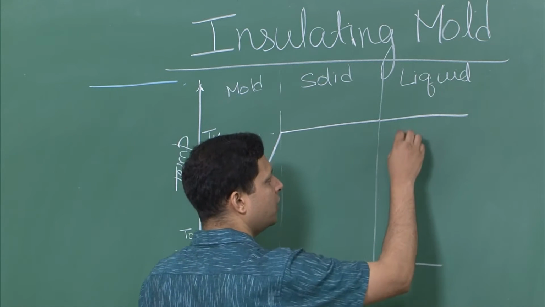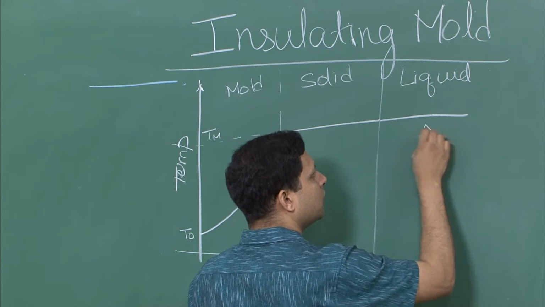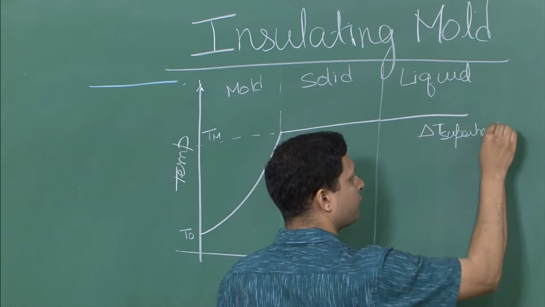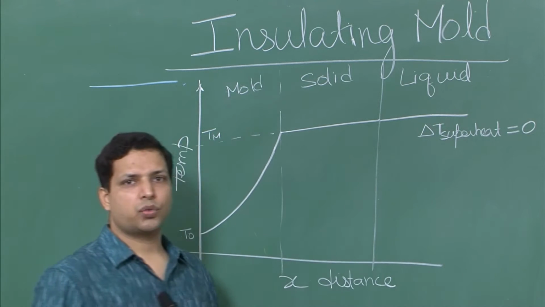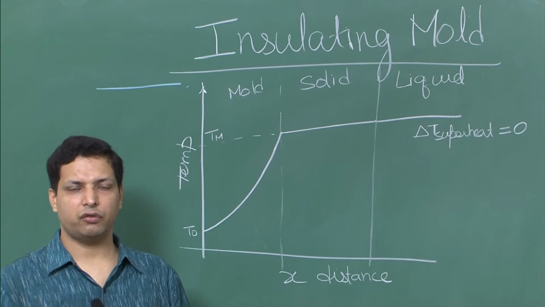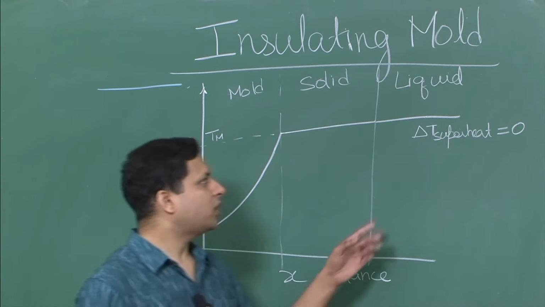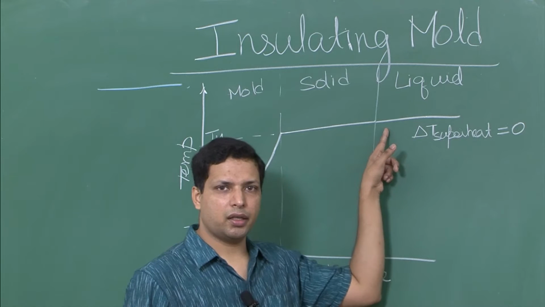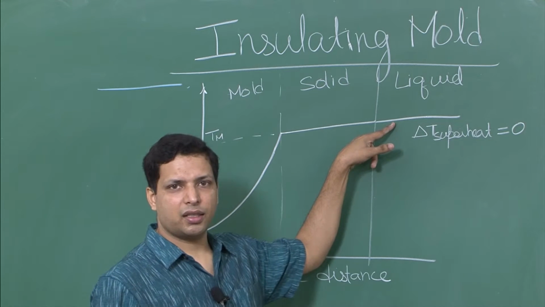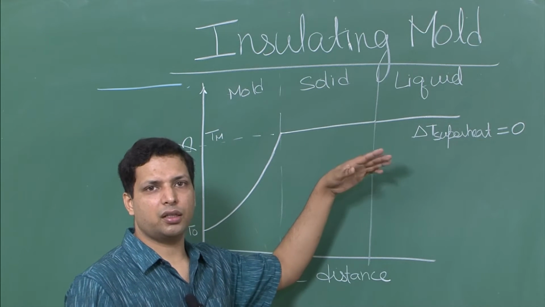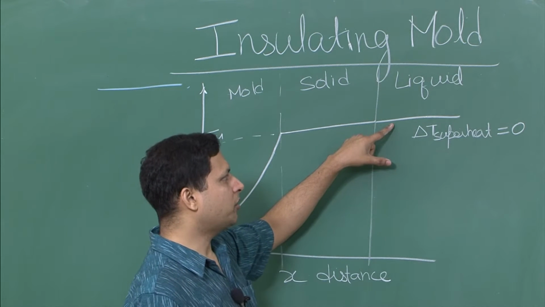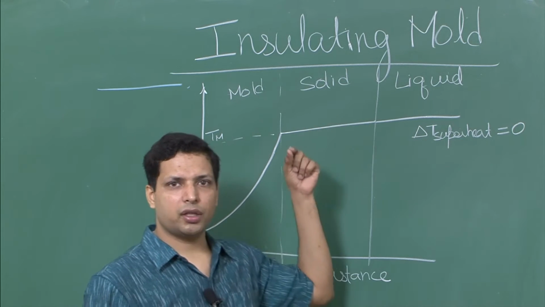Another thing that we have done here is delta T superheat is equal to 0. See, in actual practice, whenever you are pouring a liquid, you will not pour it at exactly the melting point. It will be a little above the melting point. But for simplification of calculation and to keep the analytical solution simple, we assume that the liquid is exactly at, or just a little above, Tm, which is the melting point of the material. So it is liquid state.